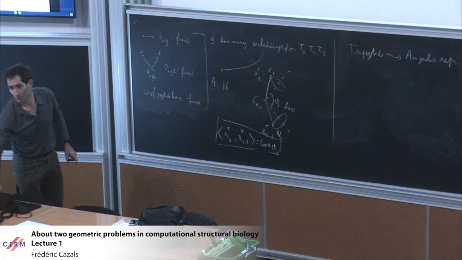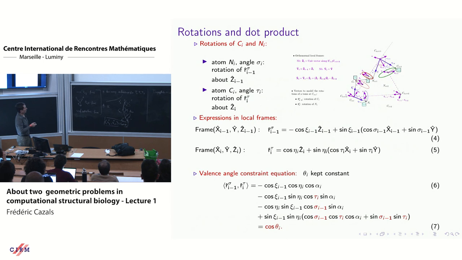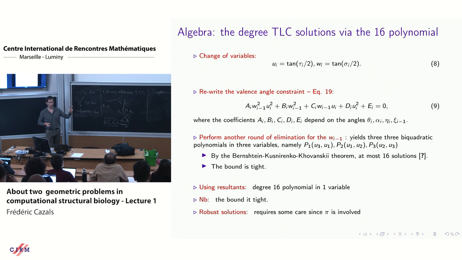And if we write down now this equation in local coordinates, we end up with this complicated equation. I have written here in red the variables. And so this is where the polynomial equation is going to come from. In one slide, here is the connection between these three local coordinate systems and the degree 16 equation. So we perform a change of variable.